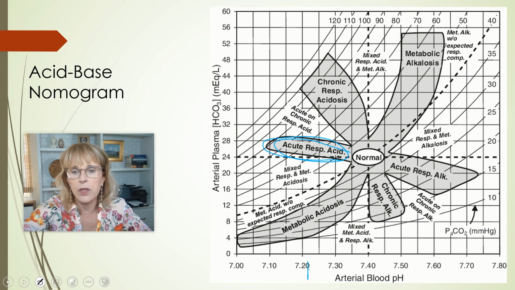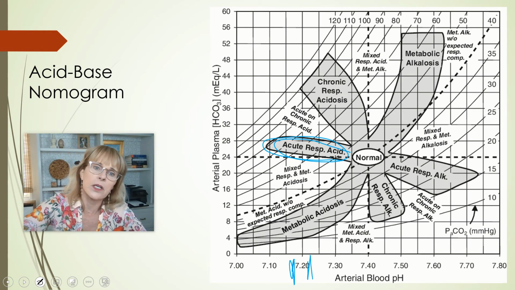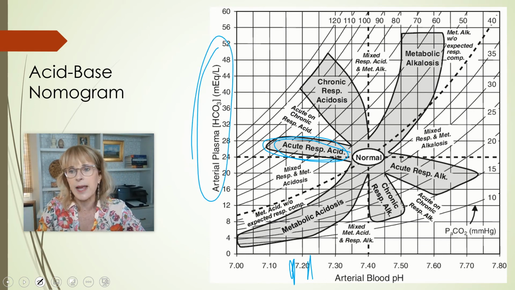Let's look at acute respiratory acidosis. You'll notice here that the arterial blood pH is going to go down. We'll get back to that in a second. And their bicarbonate levels are actually going to stay in the typical range. Okay.